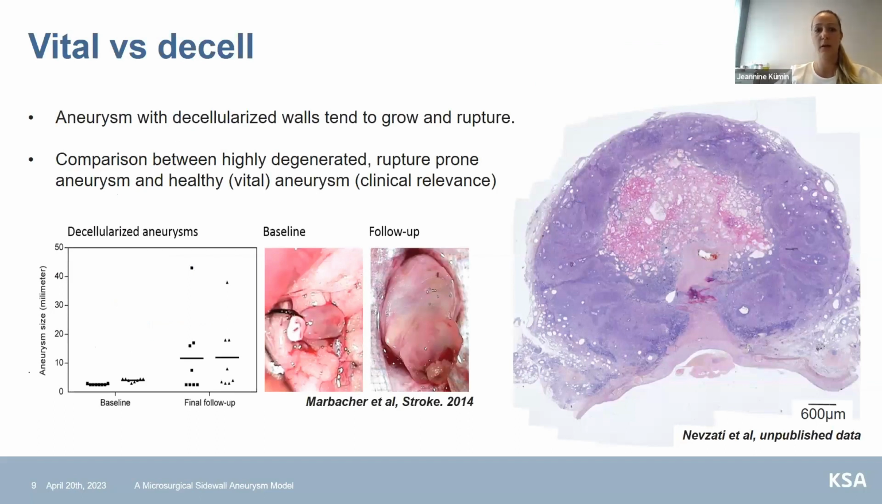So we have here a comparison between highly degenerated, rupture-prone aneurysm walls in the decellularized group versus a quite healthy and vital aneurysm wall in the vital, directly transplanted group. On the bottom line, you see some pictures from a baseline and follow-up of an aneurysm with a decellularized wall, where we see a massive increase of the size, and on the right side we have the histological picture of a decellularized aneurysm with a massive growth over only 3 weeks.